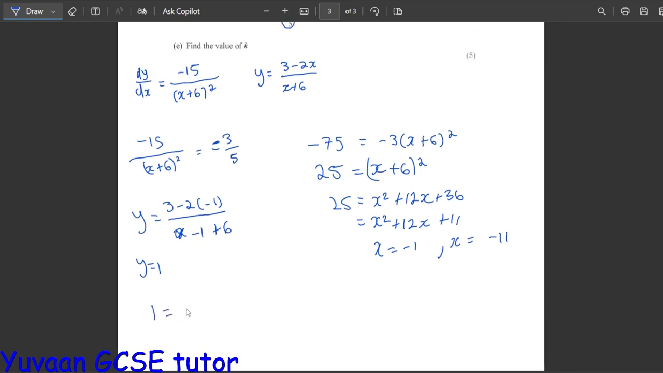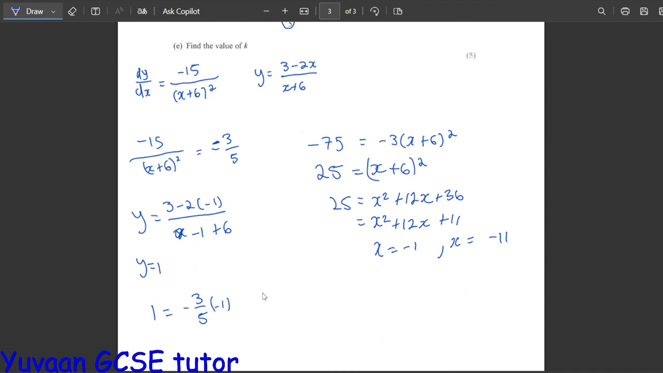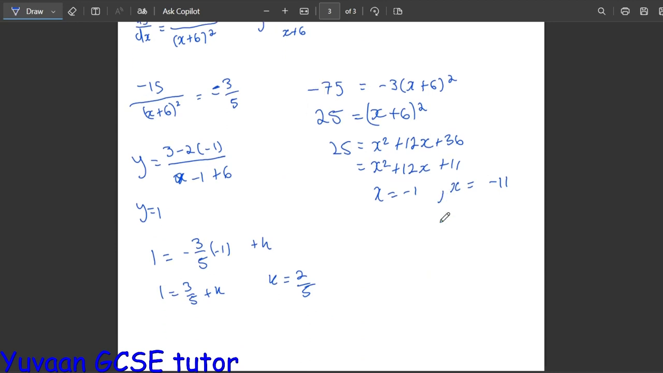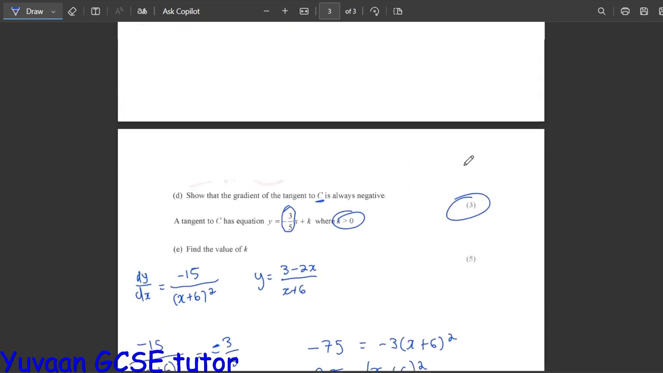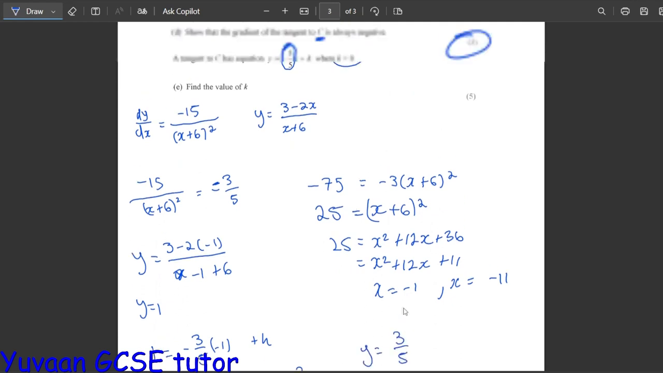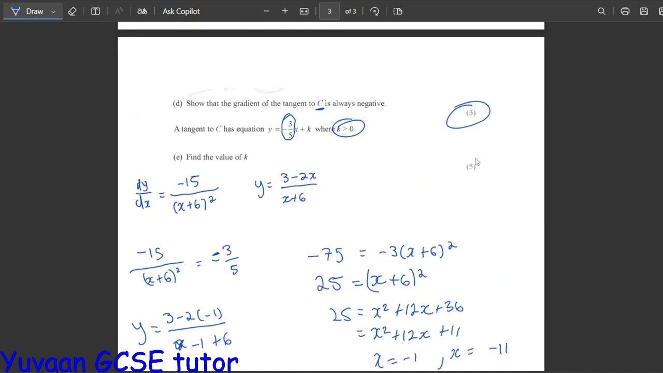So 1 equals minus 3 over 5 when x is minus 1, times minus 1, plus k. Then 1 equals 3 over 5 plus k. So therefore k equals 2 over 5. And that actually gave us our answer where k is greater than 0. If it hadn't, you can just substitute the minus 11. So y equals minus 3 over 5 x plus 2 over 5. k is 2 over 5. So that'll give us all 5 marks.